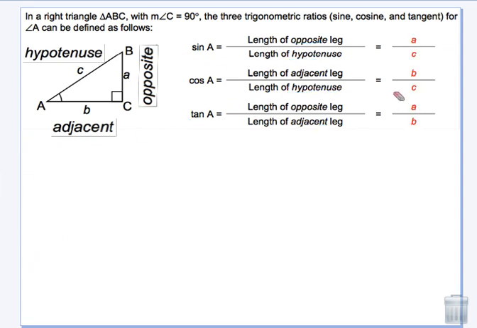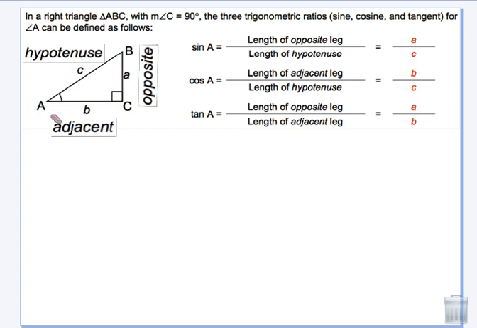So let's look at our ratios. If I wanted to know sine A, then I want to know what is the sine of this angle. It's going to be my opposite over the hypotenuse, or my A divided by C. If I wanted to know cosine A, so cosine is adjacent over hypotenuse, then this is my adjacent leg, and this is the hypotenuse. And then if I wanted to know tangent A, it would be opposite over adjacent.